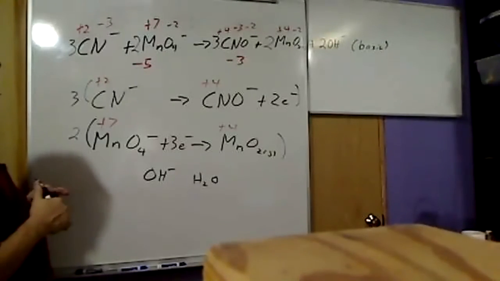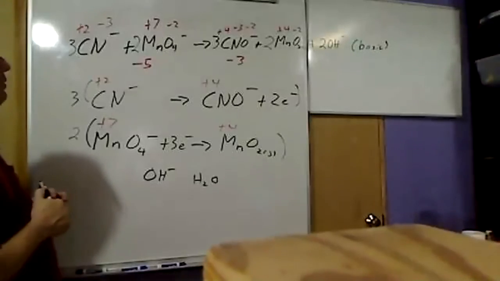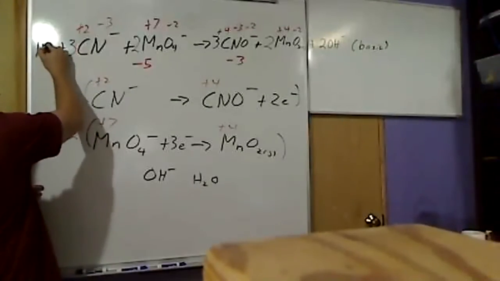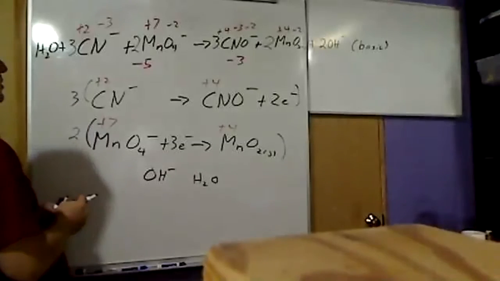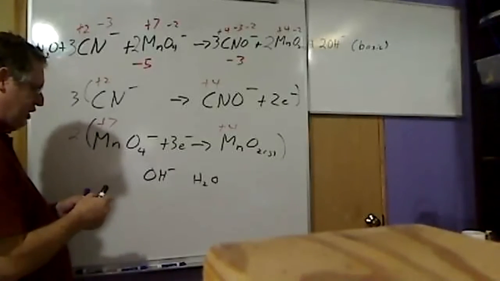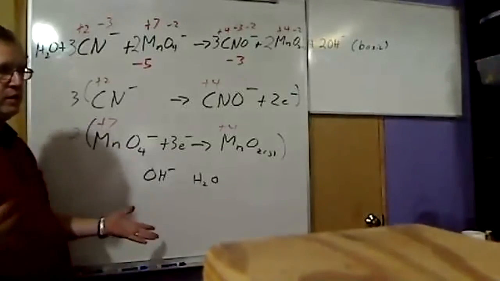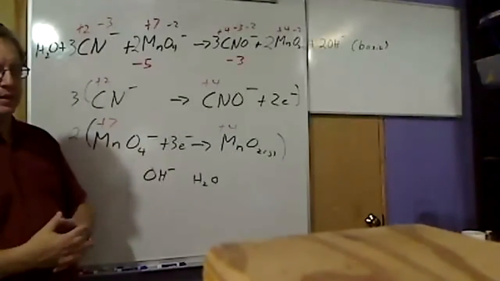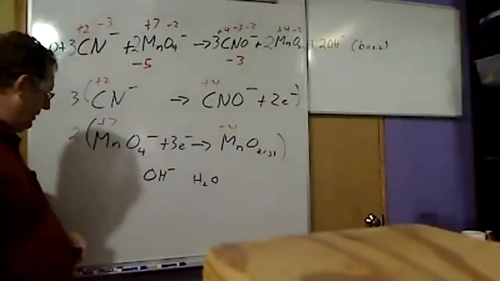Now, in the entire reaction, I don't have any hydrogens anywhere. So the only way I can come up with hydrogens is H2O. Now let's double check and make sure that I haven't made a mistake by checking the oxygens. Notice I don't check anything else at this point unless I had one, like the one where I had the sulfur in 2 different places.